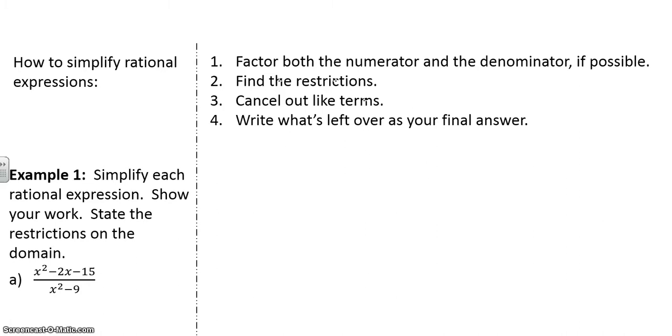Okay, so let's work out number 1a together. Simplify each rational expression, show your work, state the restrictions on the domain. Okay, so first step is to factor the numerator and denominator if possible. It is possible here. So notice we have a trinomial on top. So we can actually factor this into 2 parentheses, and we can use the shortcut because there's a 1 in front of x squared. So then you're asking yourself what multiplies to give you negative 15 and adds to give you negative 2. So what would that be?